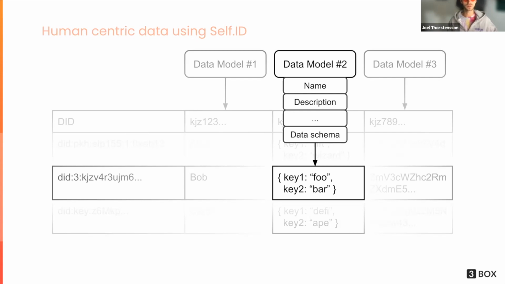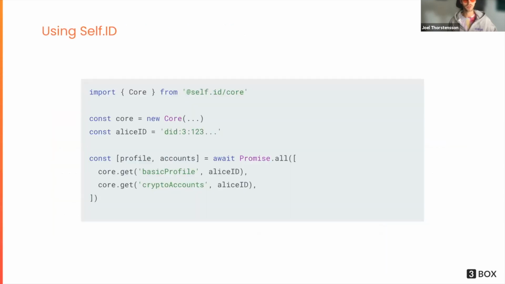All right, so that's essentially Self.id. I'm going to go through two short code snippets of how you can get started using it.